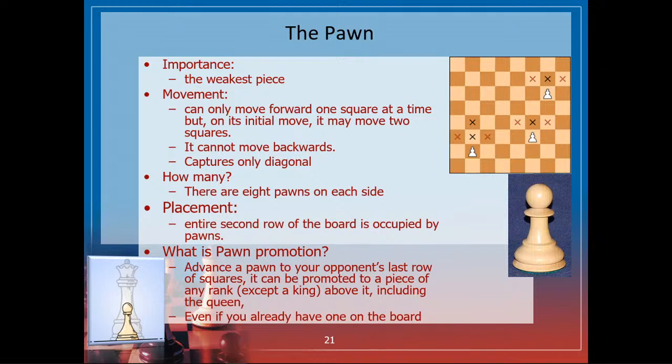The pawn. Haven't even gotten to the pawn yet, have we? Well, here's our pawn. Pawn is the weakest piece. It has movement: it can only move forward one square at a time, but on its initial move, it can move 2 squares. It cannot move backwards. Captures only diagonally. So first move, the pawn can move 1 square or 2.